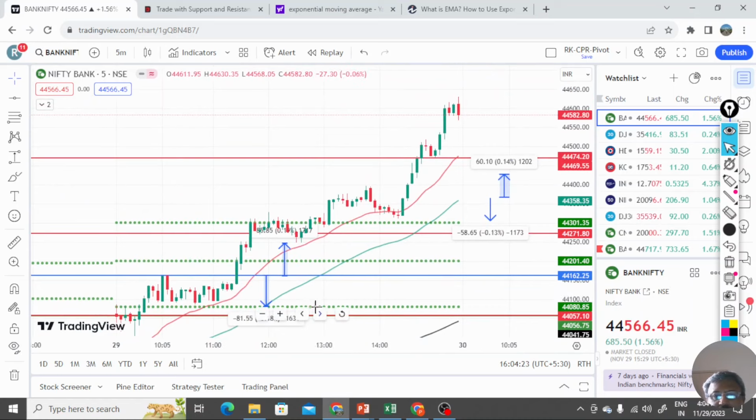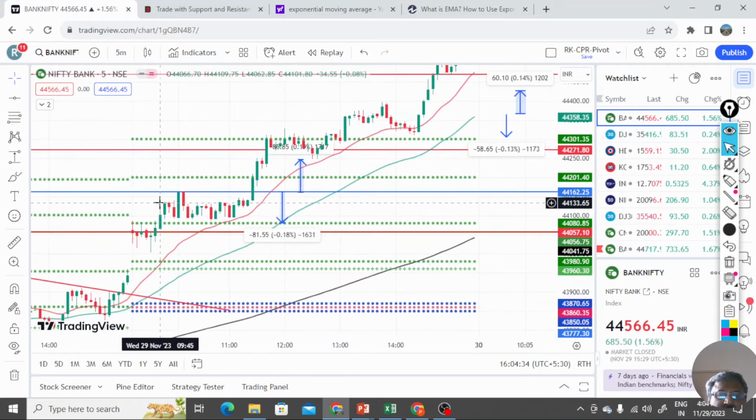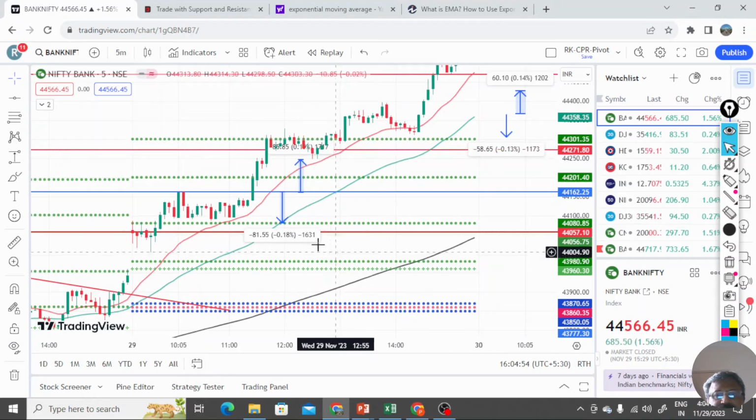See, today, since it was a trending day, it's almost a 685 points upward movement. It started moving. When it goes away from the 20 EMA, it always tries to come back to the 20 EMA, and after we see some good bullish candles, something like a bullish hammer, bullish engulfing, those sort of candles, we can always take a trade about this.